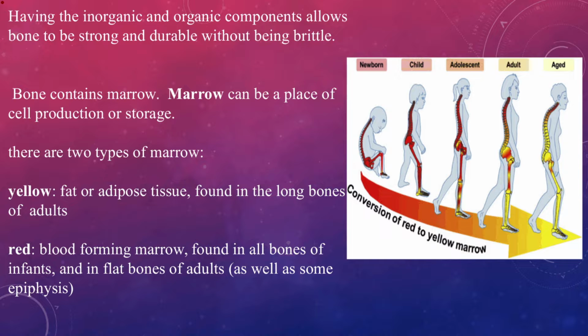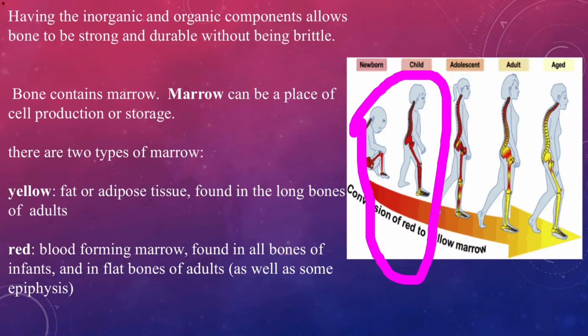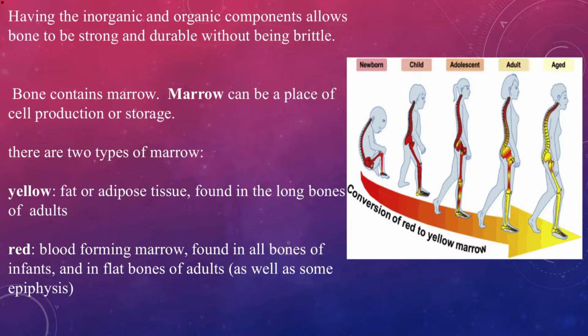So we have marrow inside, and the red marrow is the blood producing marrow. And in infants and children, you can see in this picture here, all of their bones have red marrow, for the most part, as they are growing and developing. And then as we get older, some of those areas that have red marrow start building up fat. That's particularly in the long bones, right? And so when we get to be adults, the red marrow would be in our flat bones and a little bit in the epiphyseal ends of long bones.